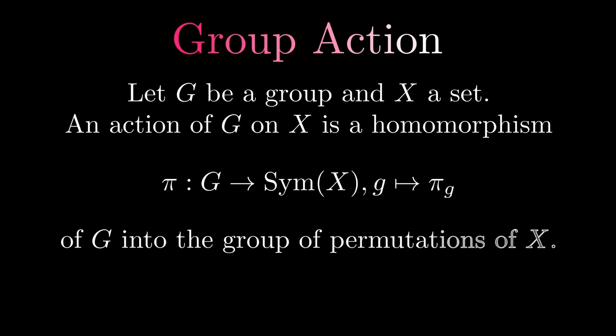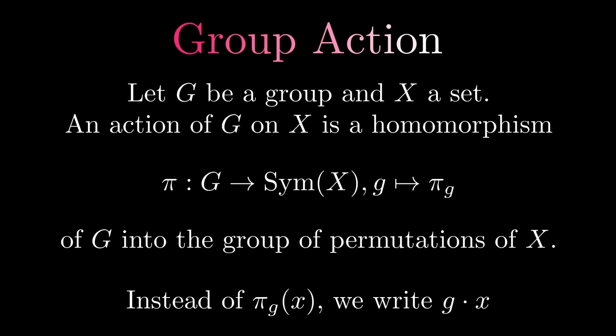We define a group action of a group G on a set X to be a homomorphism from the group into the group of all permutations of the set X. So for every element in the group we have some permutation. Instead of writing pi where the index is a group element, we just write g times x. So the group element g acts on the set element x.